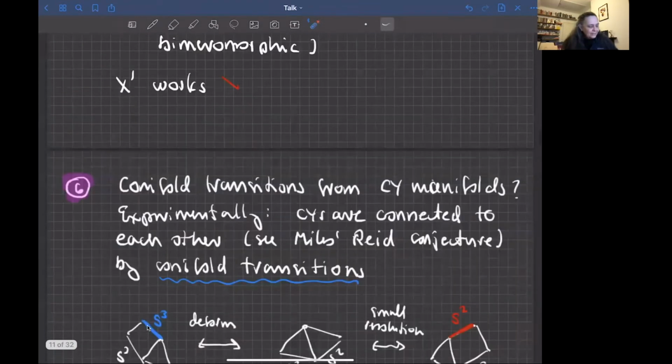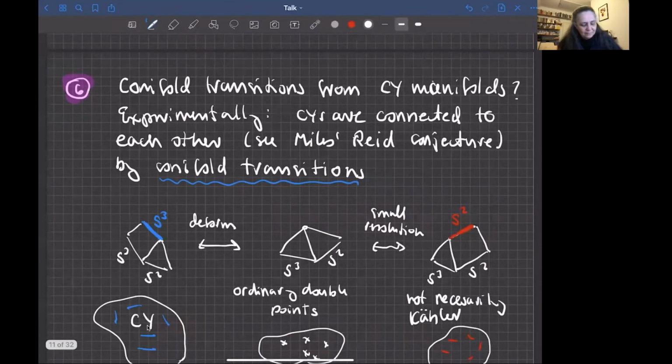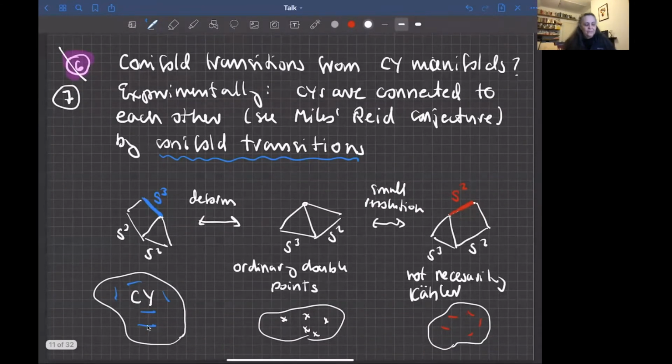Another example, it seems I don't know how to count. This is example number 7: conifold transitions from Calabi-Yau manifolds. How would that work? As we know, and this is related to Reid's conjecture, Calabi-Yaus are connected to each other by what physicists call conifold transitions. These are topology changing transitions that roughly go as follows.